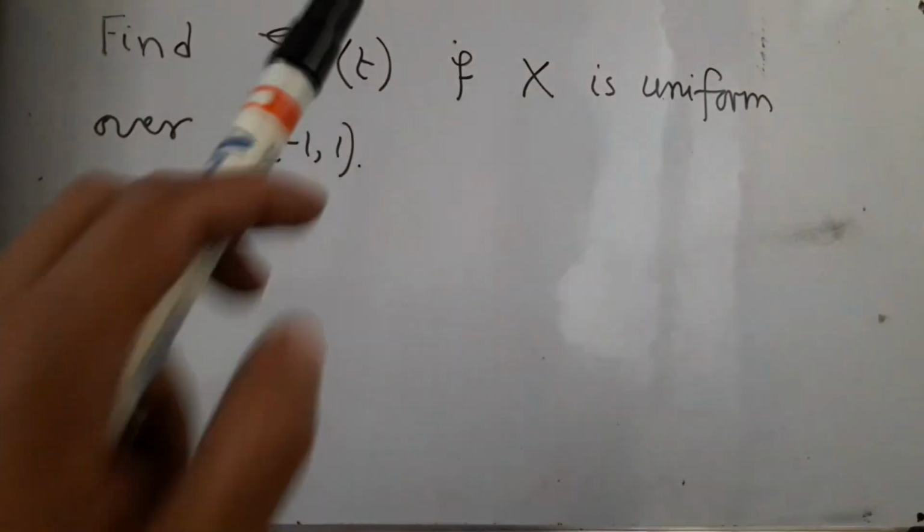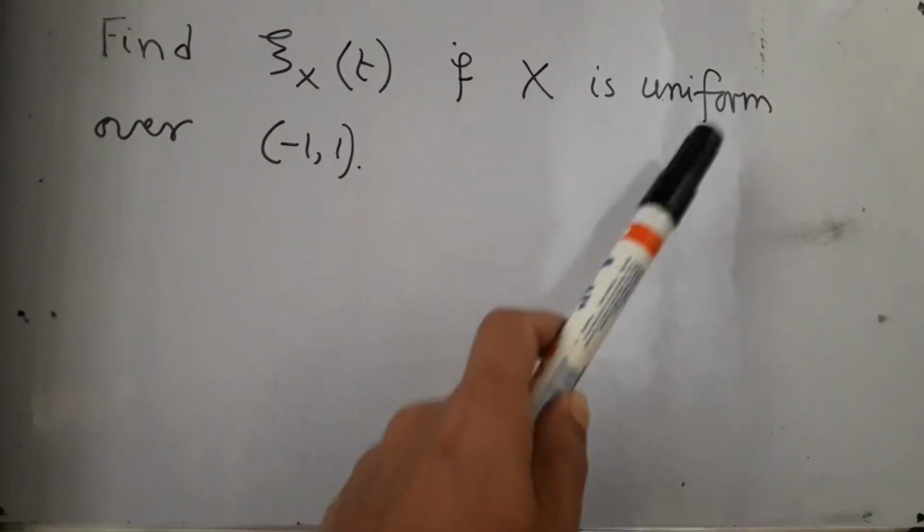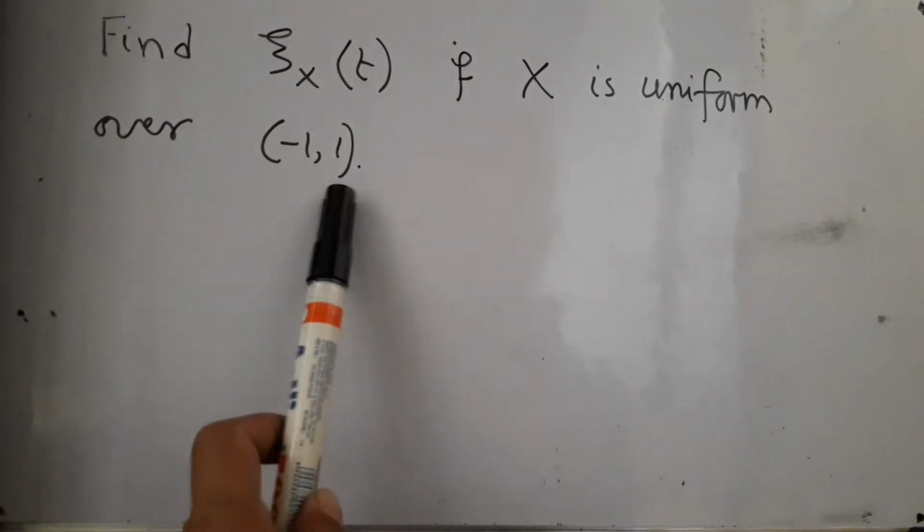Find the characteristic function of x if x has uniform distribution over minus 1 to 1.